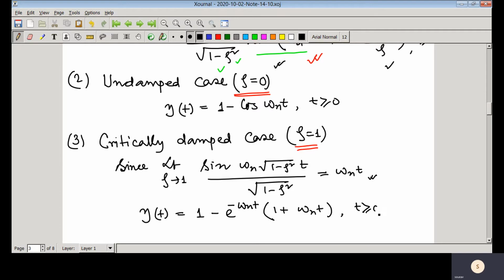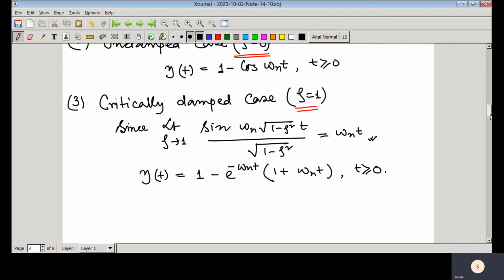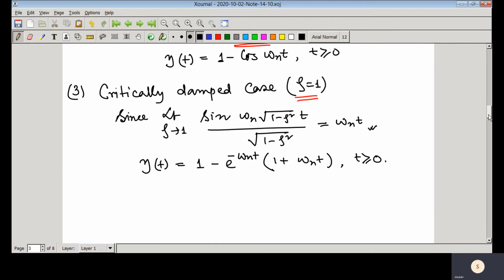So I suggest you derive these expressions on your own. Here we have seen the third case, whenever zeta equals 1, which is the critically damped case. Then the fourth one is the overdamped case. That means whenever zeta is greater than 1, that is the overdamped case.